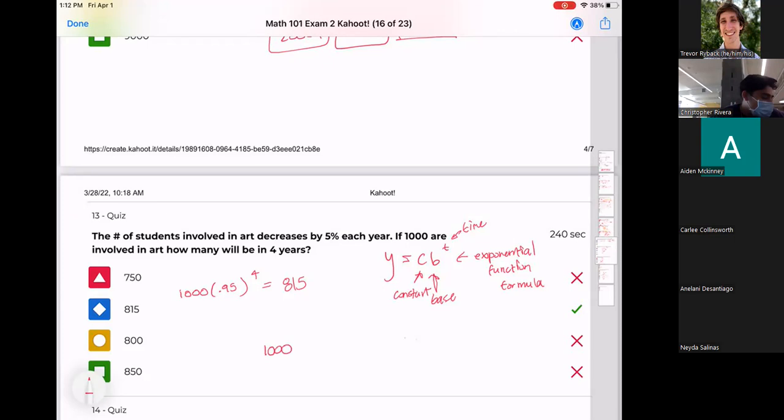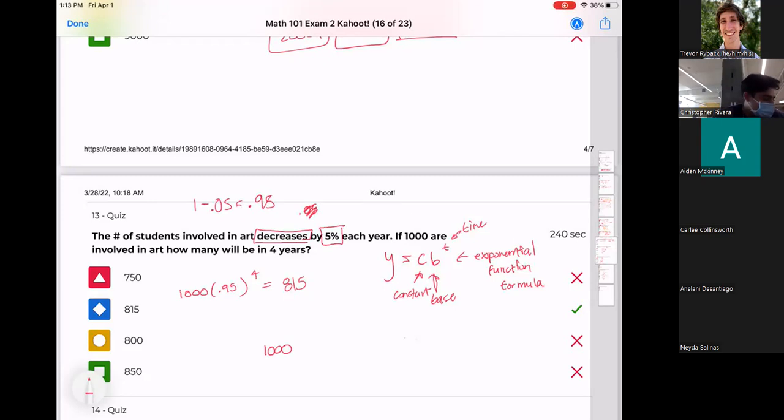And I know that our base is essentially also known as our rate, and it says 5% each year. So that would make you want to do 0.05. But this word decreases signifies that you're actually going to do 1 minus this percentage. So 1 minus 0.05. And that's going to give you 0.95.